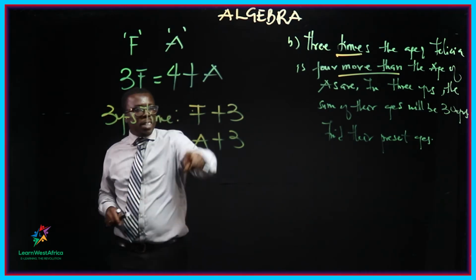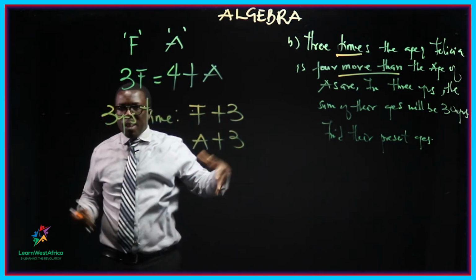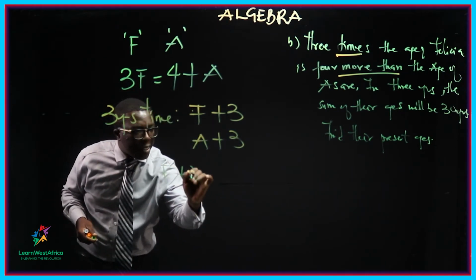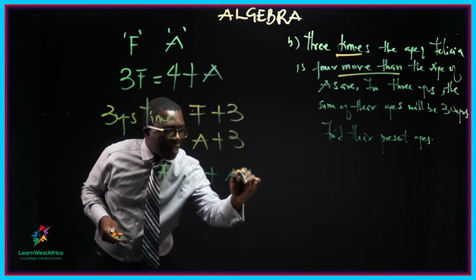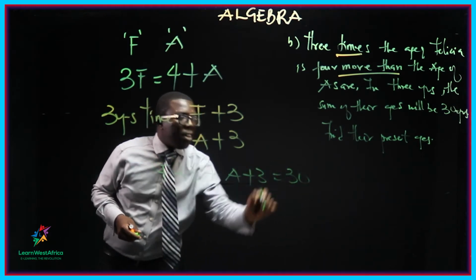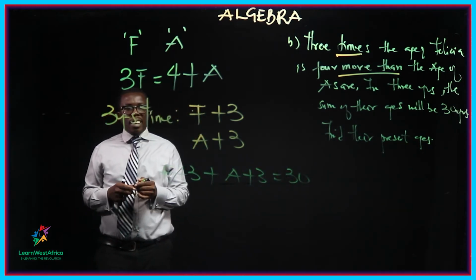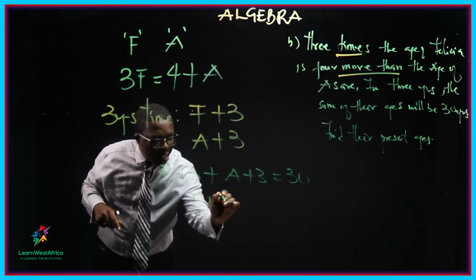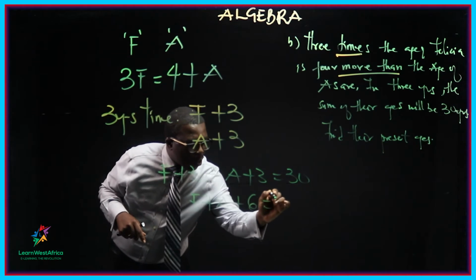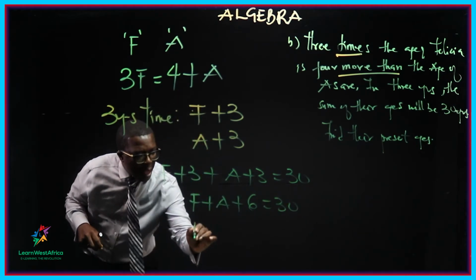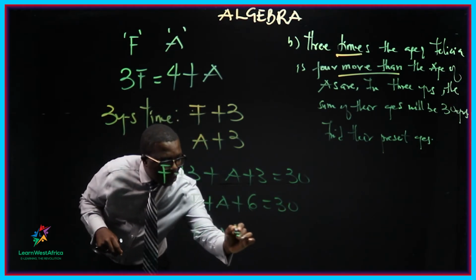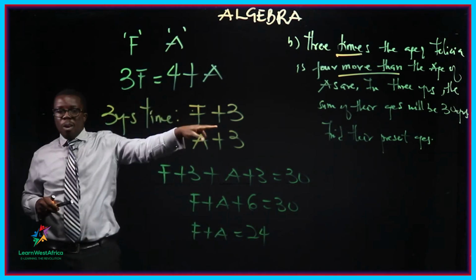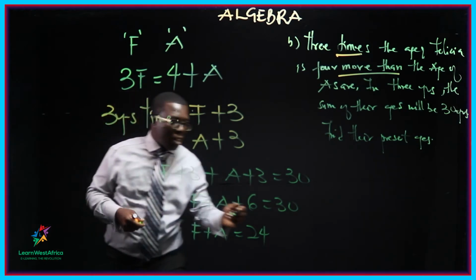Then you take the F plus 3 and the A plus 3, and that will give you 30. In 3 years time, F plus 3 plus A plus 3 will give you 30 years. So F plus A plus 6 is equal to 30. Now F plus A equals 24, because we subtract the 6.